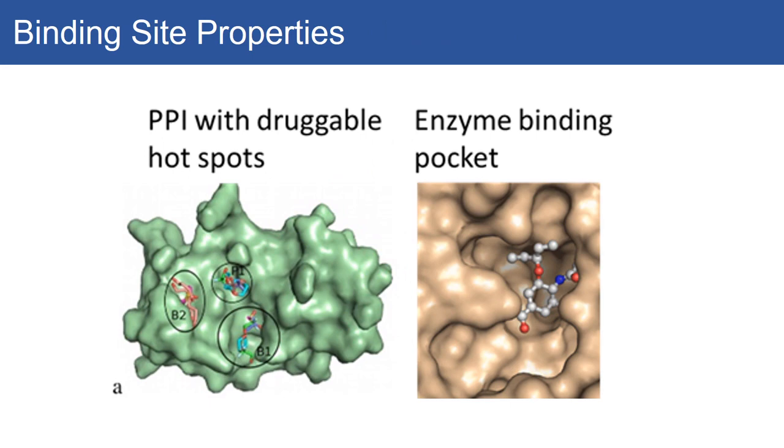So again, this gives you a visual representation of what we're talking about. Proteins with druggable hotspots usually are a little bit flatter. An enzyme has a deep binding pocket that the drug can fit in and block that enzyme. So those are the properties that you're looking for. A protein-protein interaction is relatively flat compared to an enzyme binding pocket, which commonly is deep, and has a very, very tight fit with what the reactants are.